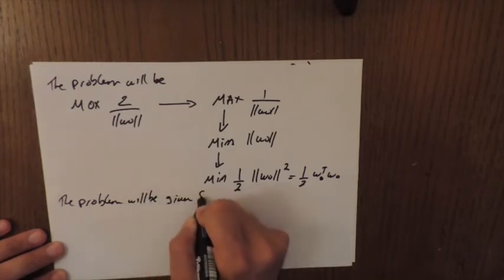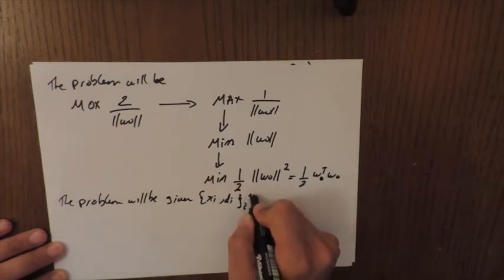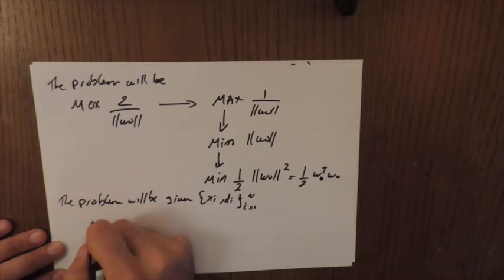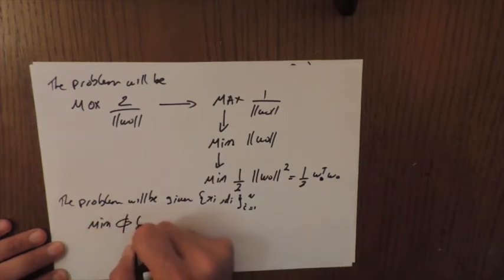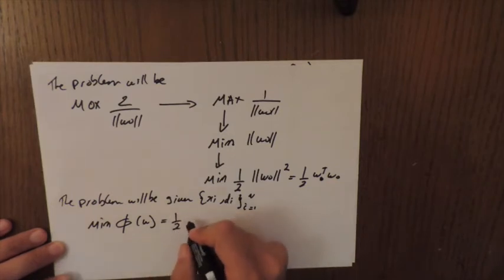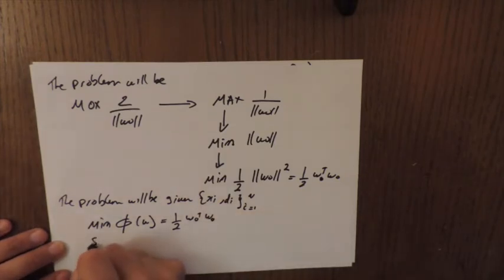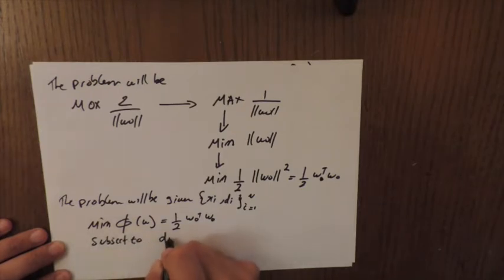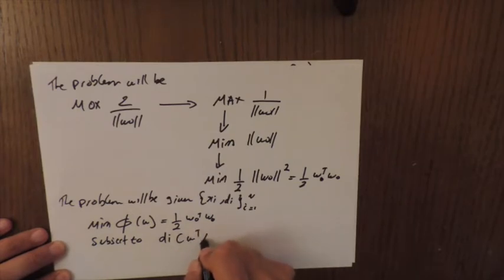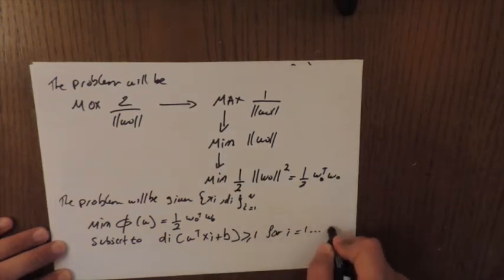Given x of i, d of i for i equal 1 to n, this is my training sample. I want to minimize my function, which is phi of w, equal to half w transpose w, subject to this constraint: d i times w transpose x i plus b, greater than or equal to 1. This is the hyperplane for the positive and the negative, for i equal 1 to n.